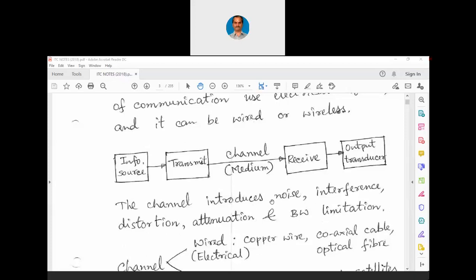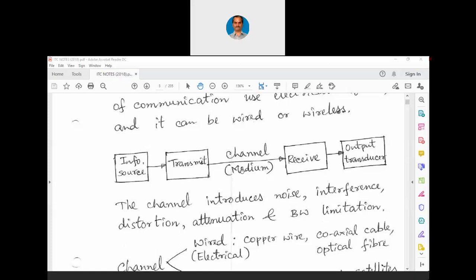Now this channel is going to introduce noise, interference, distortion, and attenuation, and the channel has bandwidth limitation. Noises are of many types. There is an exclusive chapter in analog communication where you will study more about the types of noise. So this channel, whether it's a wired channel or a wireless channel, is going to introduce noise.